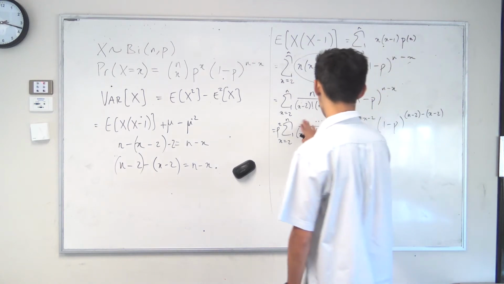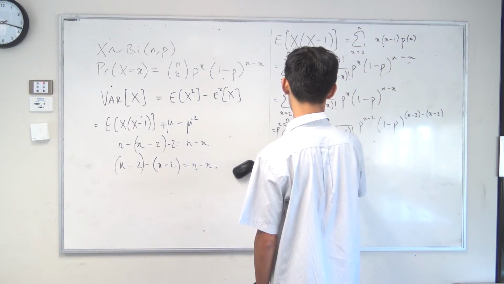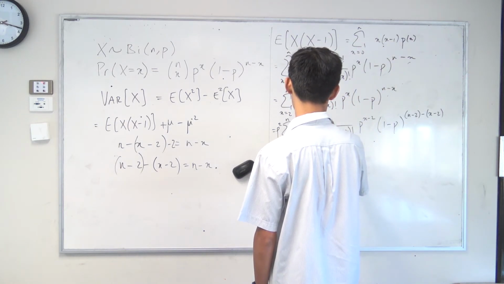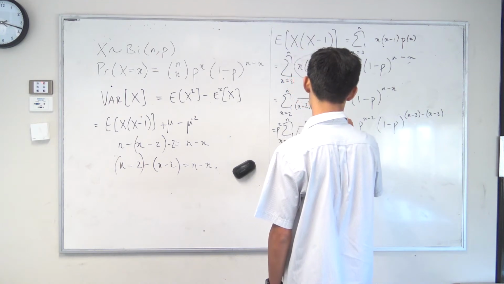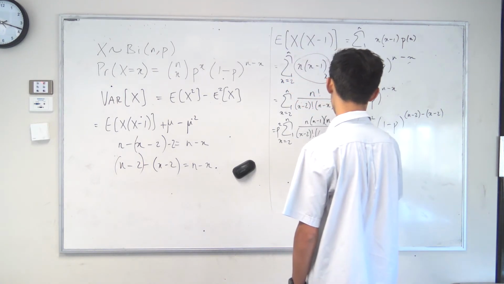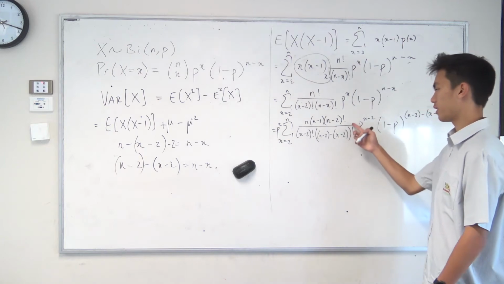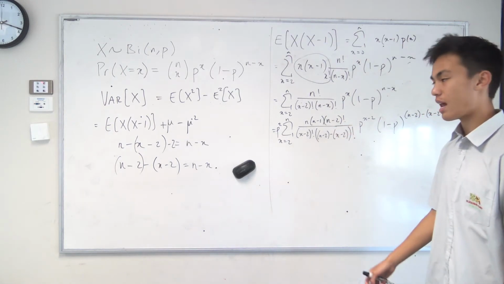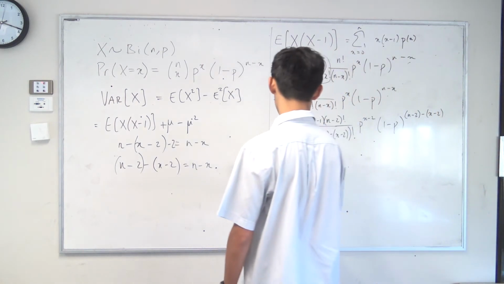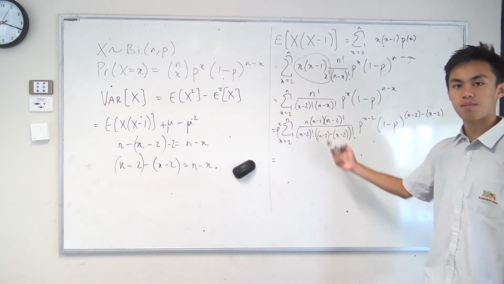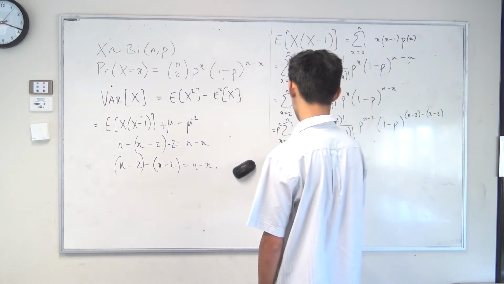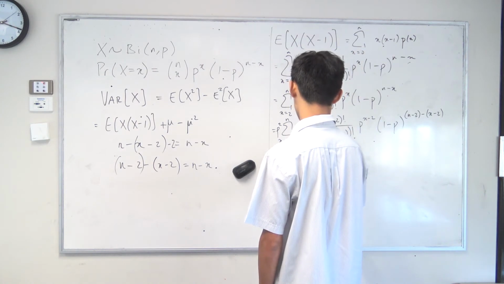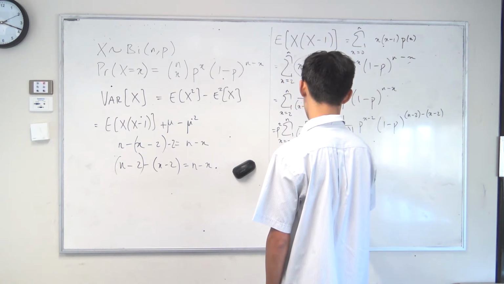But remember from that factorial thing I showed before, we can rewrite this as n times n minus 1 times n minus 2 factorial. That whole thing is still n factorial. And we've generated an n minus 2, so let's rewrite this whole entire thing. Let's bring up this n times n minus 1 because it's just a constant. So we're going to have p squared times n minus 1.